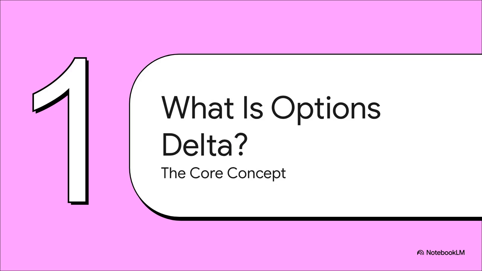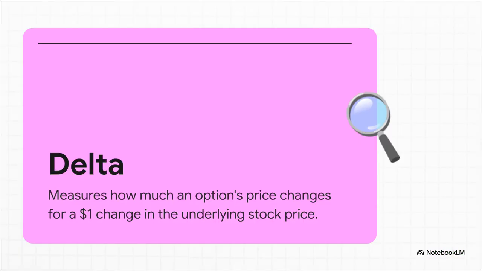So to really get our heads around this, let's start at square one. Let's unpack the core concept. What is delta, really? At its heart, it's actually pretty simple. If you look at your option and it has a delta of, say, 0.50, what that's telling you is for every single dollar the stock moves, your option's price is expected to move by about 50 cents. That's it. It's a direct measurement of how sensitive your option is to the stock's price changes.